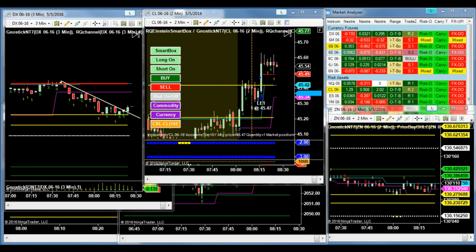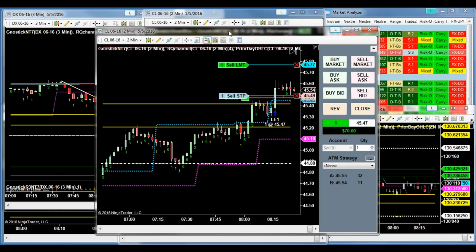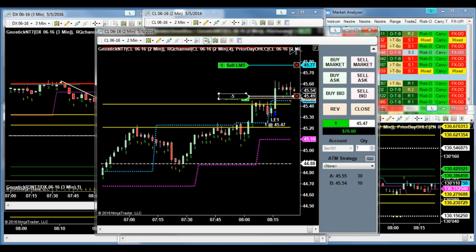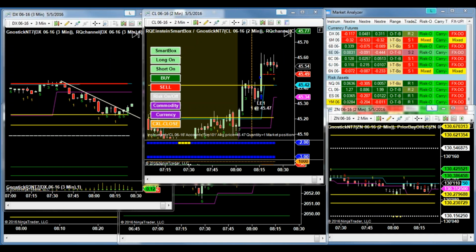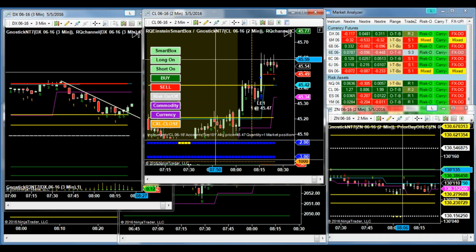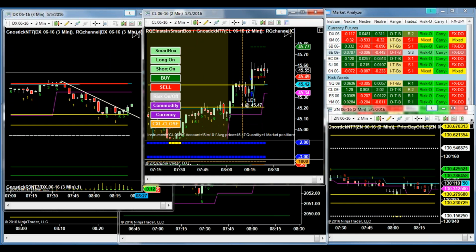$47, I think, 45, 47. Yeah, 2 ticks. It'll cover commission in a little bit. So what I'm going to do, since I'm not really in it for 2 ticks, I'm going to move it down to break even, give it a little bit more room. 2 ticks not going to make or break my day. I'd like to get 30 to 40 ticks out of it.